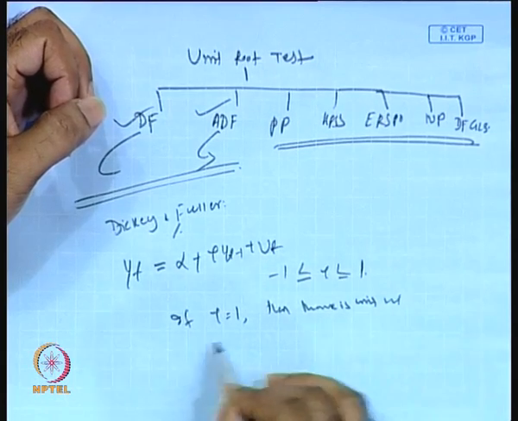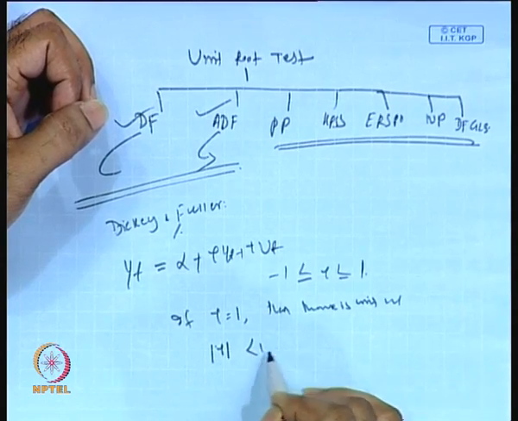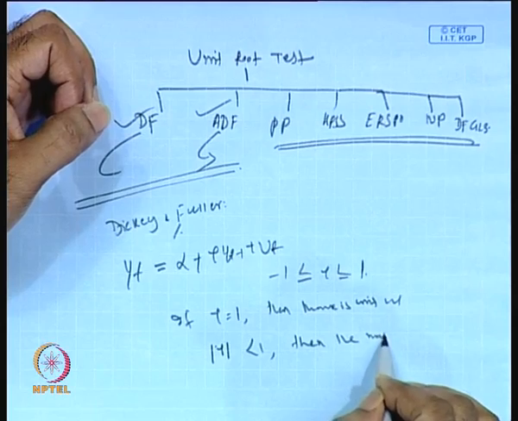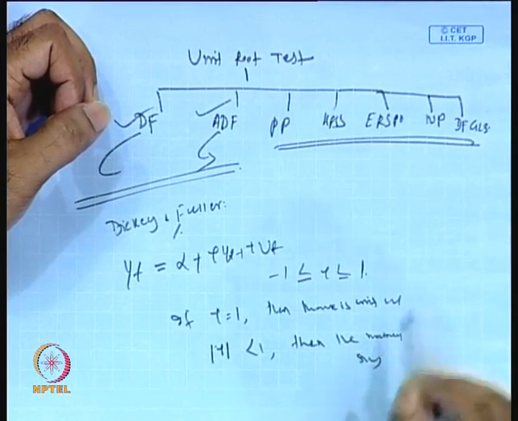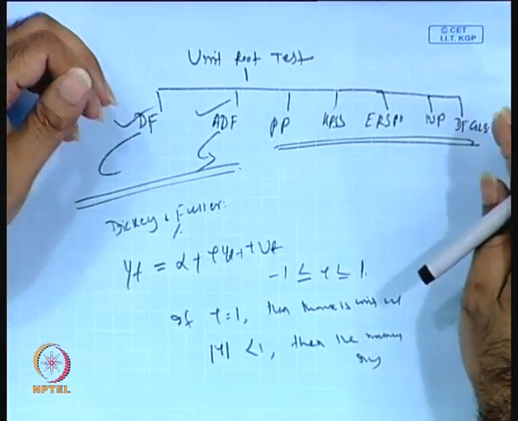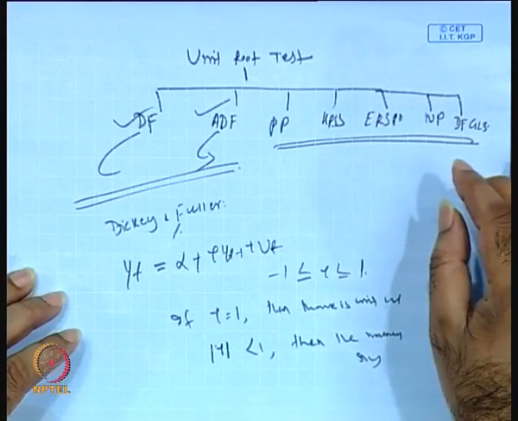Okay. So, if mod of rho less than 1, then this variable is stationary, then the variable is stationary. Okay. So, this is how the structure is altogether. Okay. In fact, there are many versions of the Dickey-Fuller test. Then finally, there is the augmented Dickey-Fuller test.